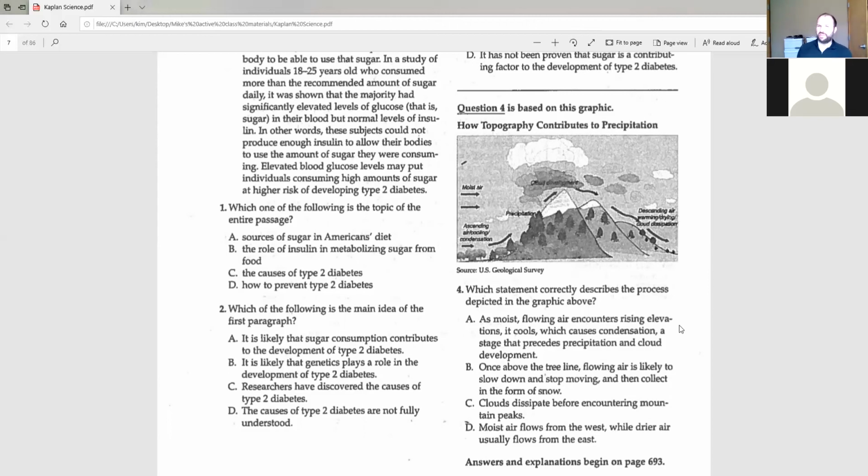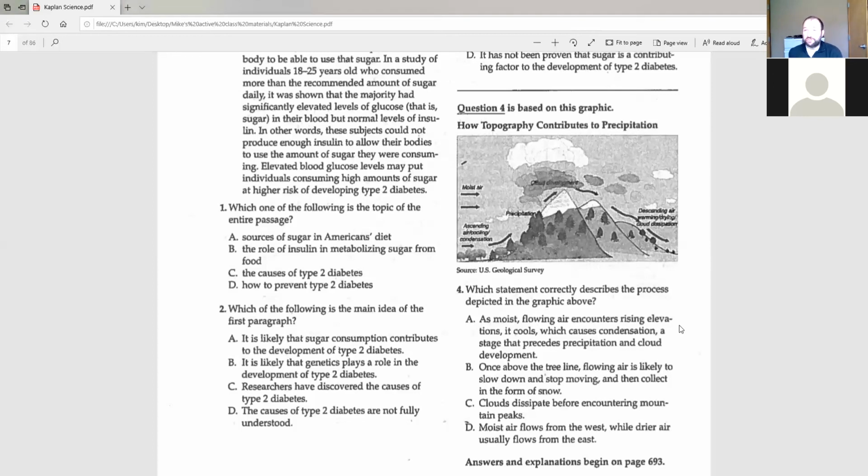So what this is showing is topography, in this case, the shape of the land. How the shape of the land contributes to precipitation. And this is a great example of Washington State.